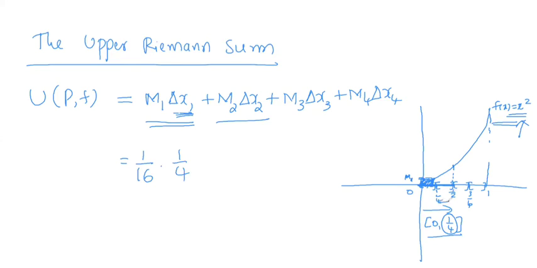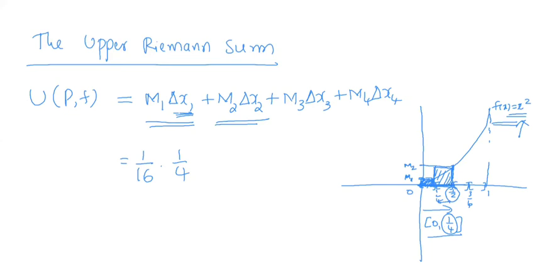The second interval is actually 1 by 4 to 1 by 2, in which 1 by 2 is the maximum x value, corresponding to which you will get the maximum function value. So this is capital M2, and capital M2 into delta x2 gives you the area of this rectangle. So the second term gives you the area of this rectangle.